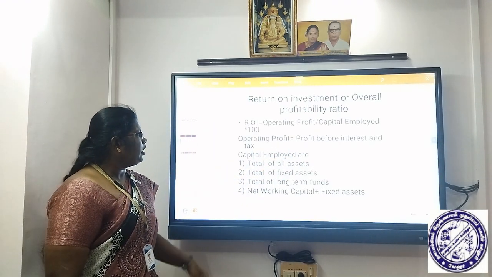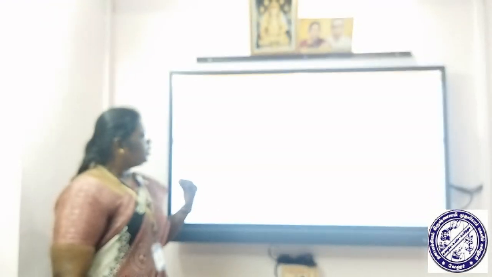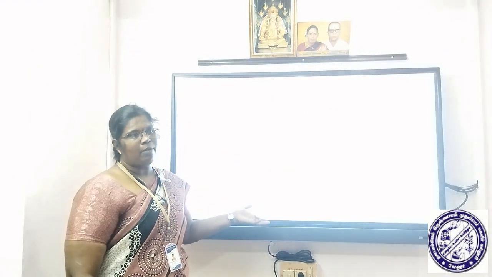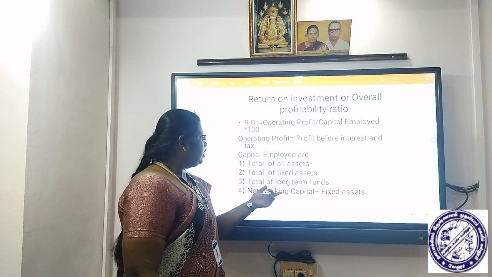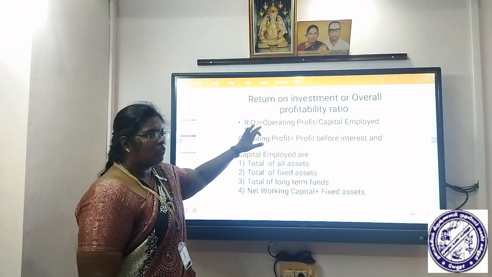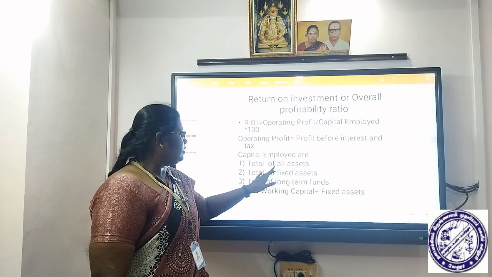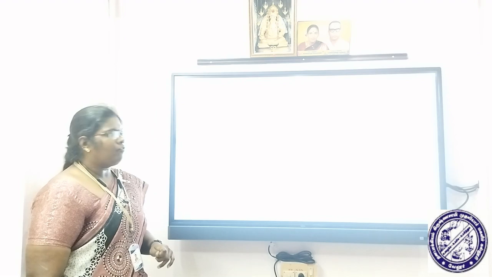Next one is capital employed. It is divided into four. How to calculate the capital employed? First one, total of all assets. You know what is meant by assets. In the balance sheet there are two sides, one is liabilities, one is assets. Then total of fixed assets, and total of long-term funds, net working capital plus fixed assets. So to calculate the return on investment, what is the formula? Operating profit. What is operating profit? Profit before interest and tax. What is capital employed? This is total of all assets, fixed assets, long-term funds, net working capital plus fixed assets.